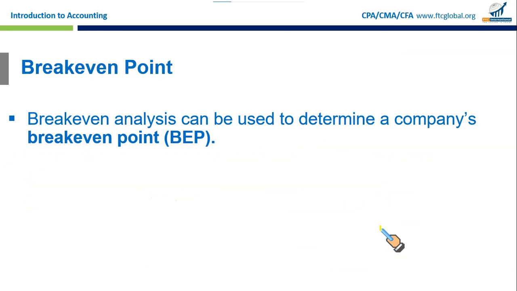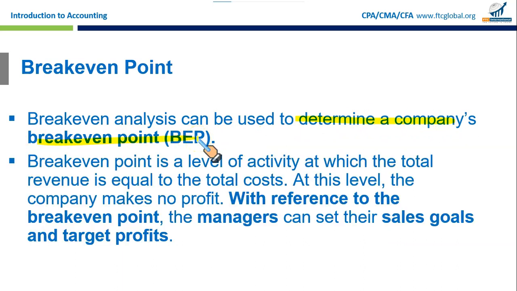All right, so it says break-even analysis can be used to determine a company's break-even point. We just saw that graphically. Break-even point is a level of activity at which the total revenue equals total cost. At this level, the company makes no profit. We already know that. With reference to the break-even point, the managers can set their sales goals and profit targets by changing variables: sales, variable cost, fixed cost, selling price.